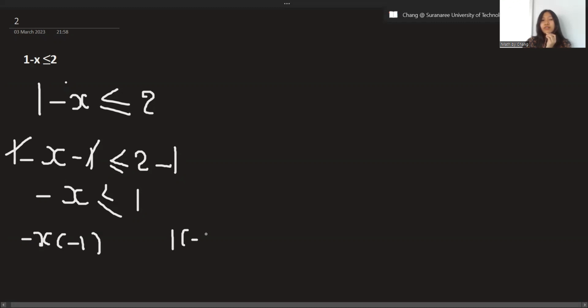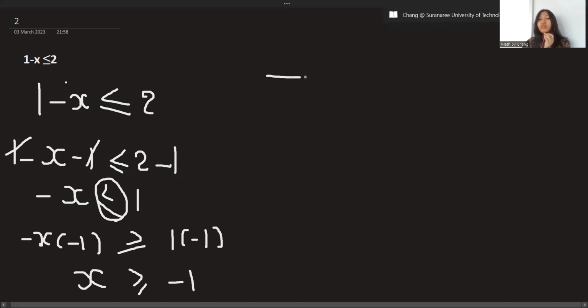All right, so let's consider the multiplication properties of inequality that we have learned in the previous video. So when you multiply both sides of the inequality by a negative value, you have to change the sign. Okay, here is less than or equal, so you have to change to greater than or equal. So minus times minus, you will get plus. So here you will get x greater than or equal to. 1 times minus 1, you will get minus 1.